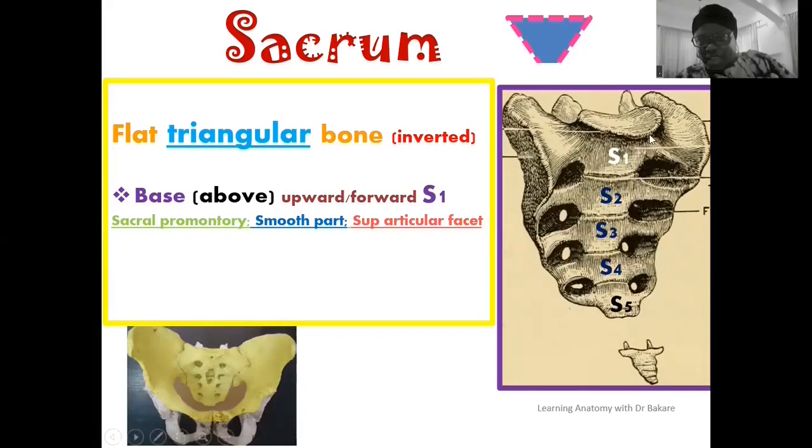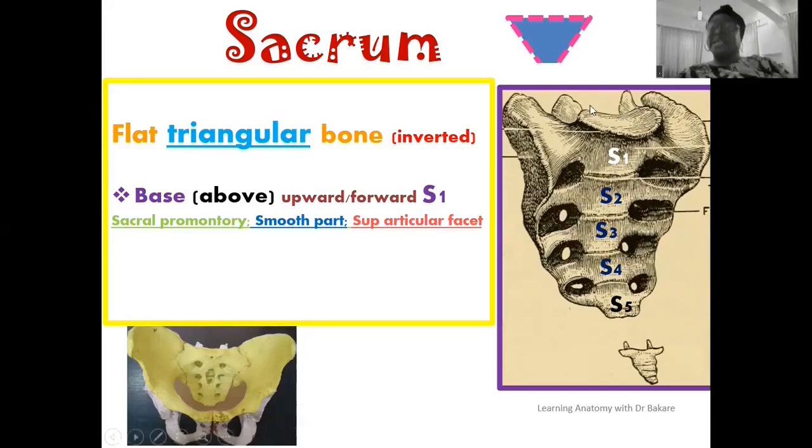So if you look at this alignment above, is where we have the base, and you see that the base is wide. It is directed upward, as we've said, because it is an inverted triangular bone, and it is also directed forward. So in anatomical position, we know that the base is directed upward and it is pushed further forward. That is the way it is positioned in the anatomical plane.